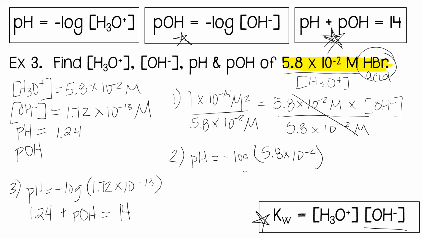So you could use either method. You don't have to do both. I would definitely practice both, especially the logarithm, because typing that in your calculator sometimes causes issues. So either way, it doesn't matter how you do this, you're going to get the same answer. pOH equals 12.76. If I add these together, I get 14. That's how you know you're right. So you can always check that way.